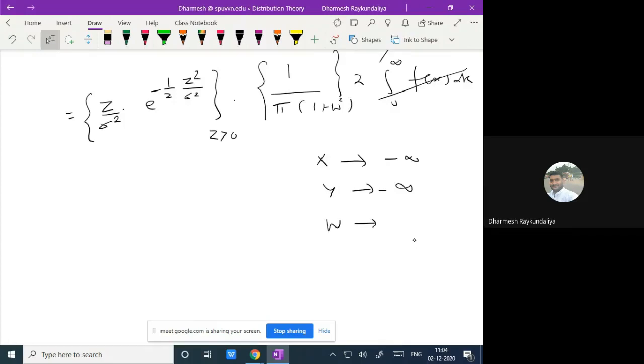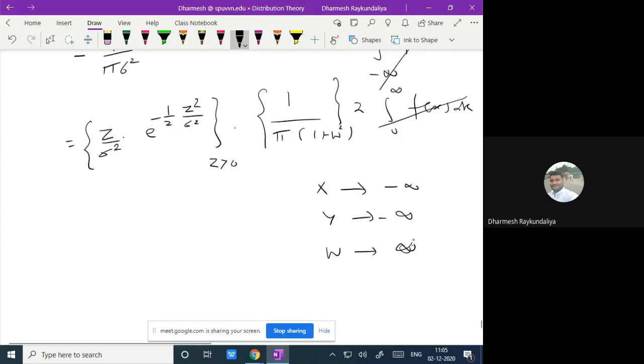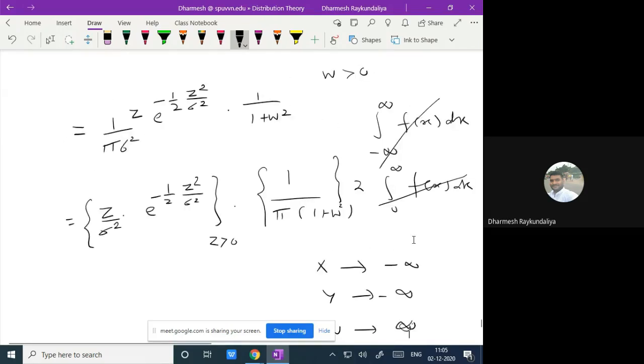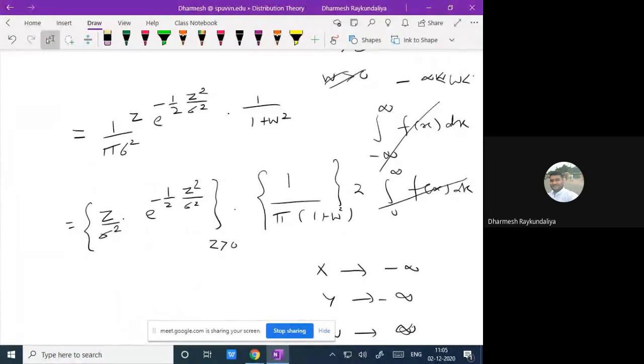W is 0. Sorry, it is infinity. And if x is infinity, y is infinity, then if both are minus infinity, then W tends to infinity. Both are plus infinity, then W tends to infinity. But if X is negative and Y is positive, then W tends to minus infinity. Suppose X is positive and Y is negative, then W tends to minus infinity. So that means here not W greater than 0. The range of W is minus infinity less than W less than infinity.